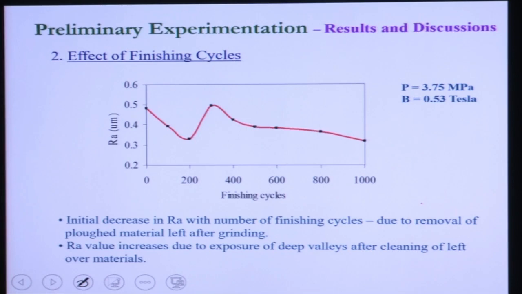Another experimental parameter is finishing cycle. Now the finishing experiments are carried out at 37.5 bar pressure, or 3.75 megapascal pressure, and with a magnetic field of 0.53 Tesla. Whatever final surface roughness is obtained from the previous experiment is considered as the initial surface roughness for the next experiment. Like that only it happens.